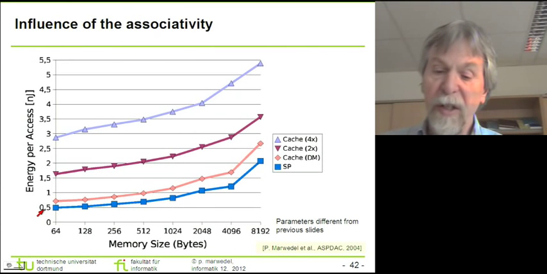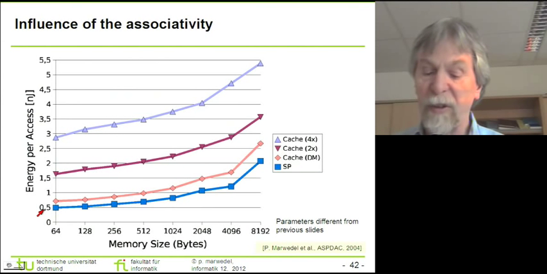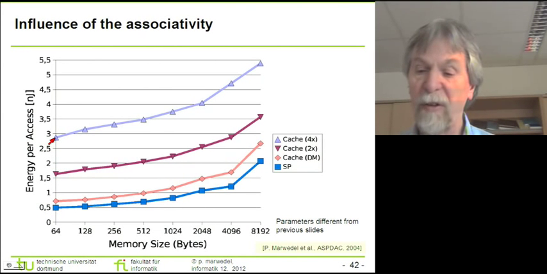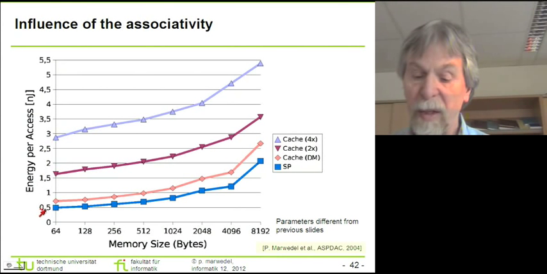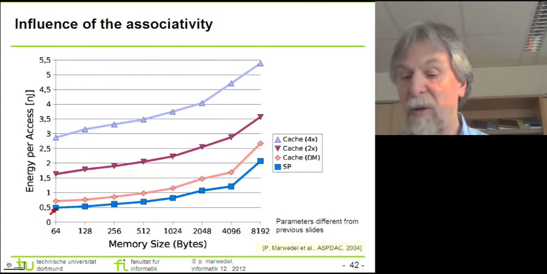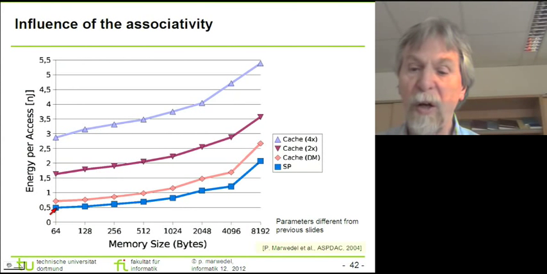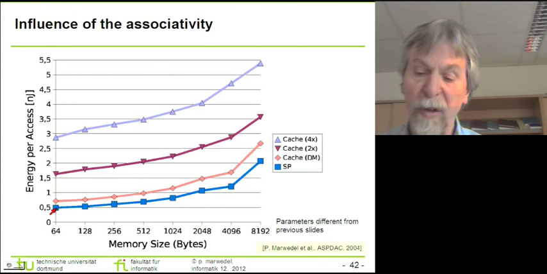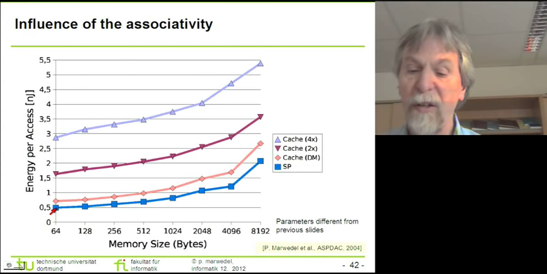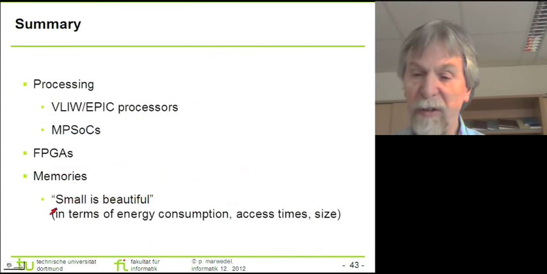Also, this slide very clearly demonstrates the effect of the associativity, that means the number of ways that we have in such a set associative cache. You see that the more sets or the more ways that we have in a set associative memory, the larger the overhead. Only caches that have just a single set are getting rather close to the energy efficiency of scratchpad memories. However, these so-called direct mapped memories that just have a single set are not free of strange behaviors, so you can have a very high chance of conflicts between data and instructions, and therefore you can rather easily have a very poor behavior of these direct mapped caches.